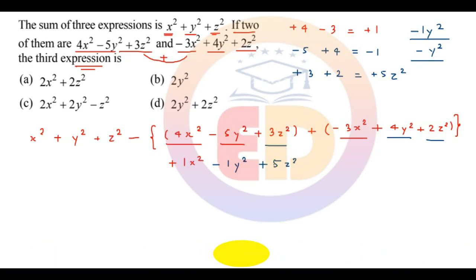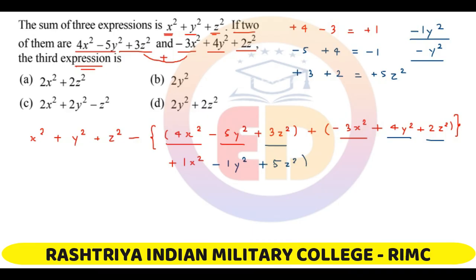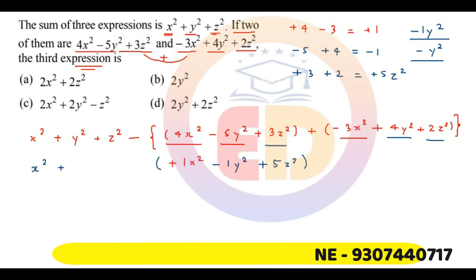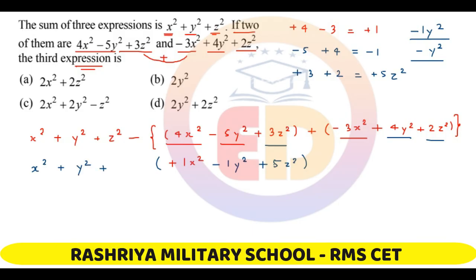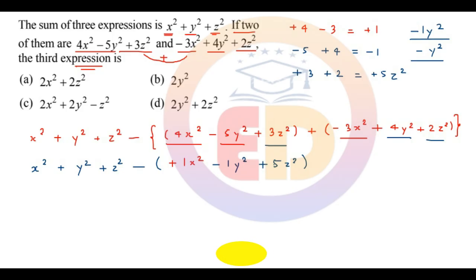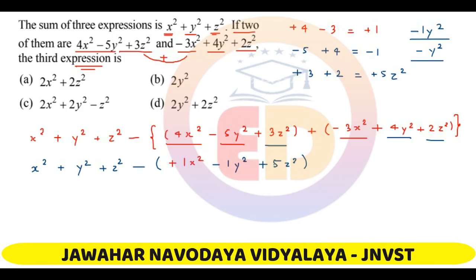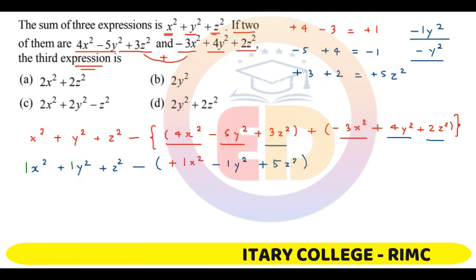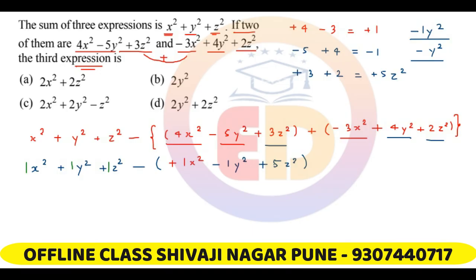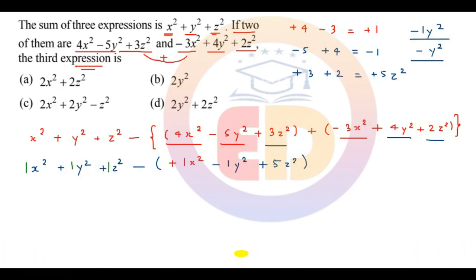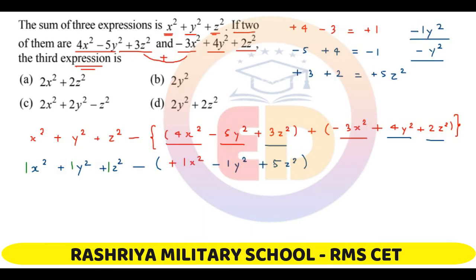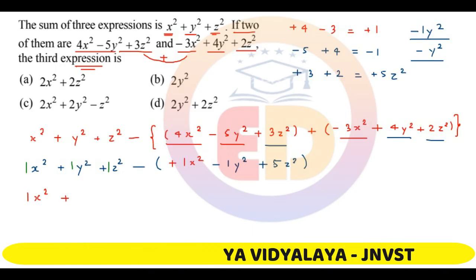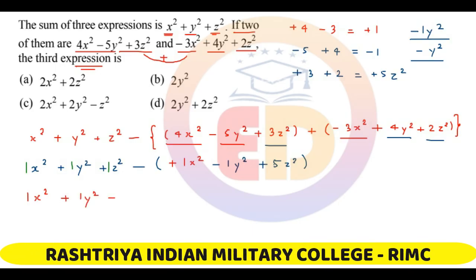So this is the addition value of these two terms. And now we have to subtract this term from x square plus y square plus z square. For the sake of convenience, I will make this 1x square as 1, y square as 1y square, and z square as 1z square. Now remember, when we are subtracting, the signs will change. It will become 1x square plus 1y square plus 1z square.